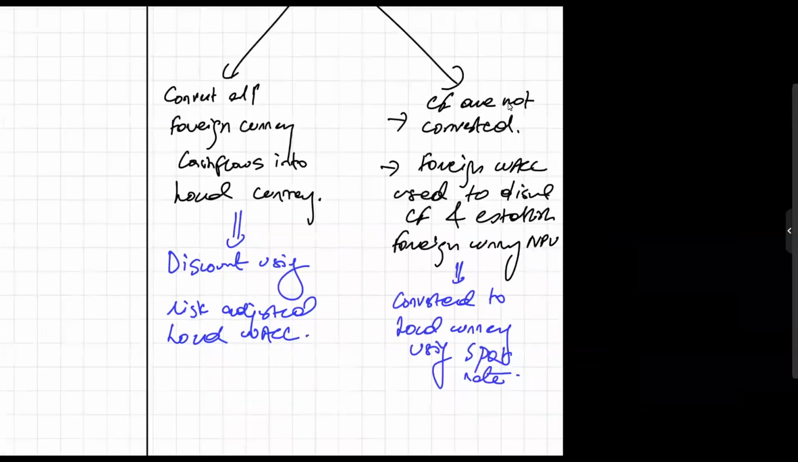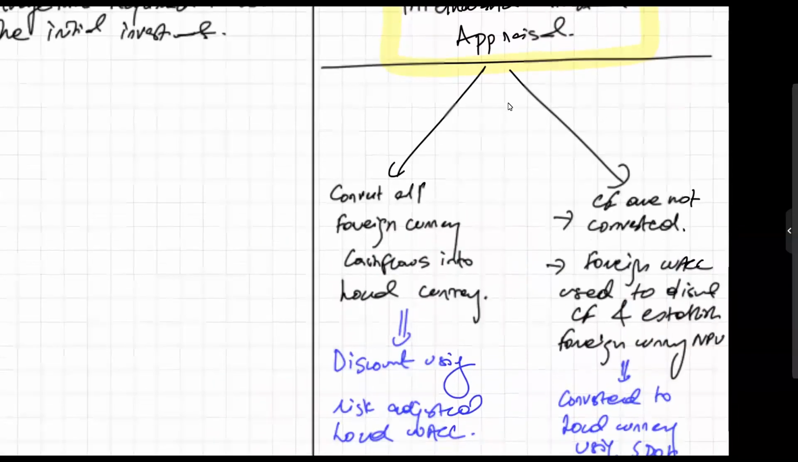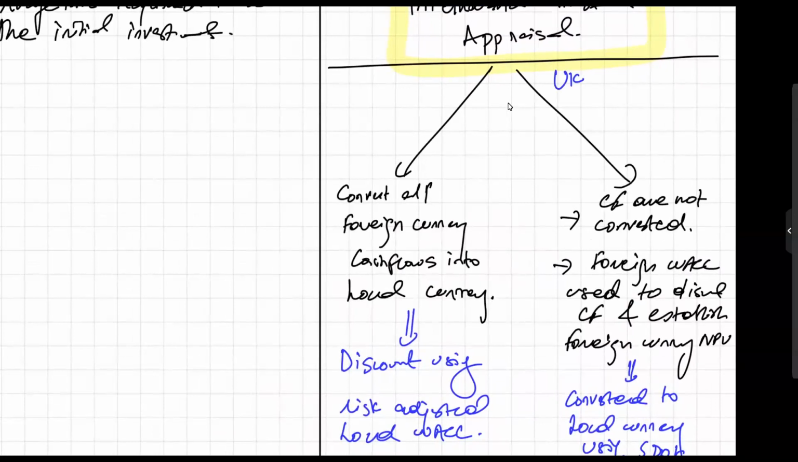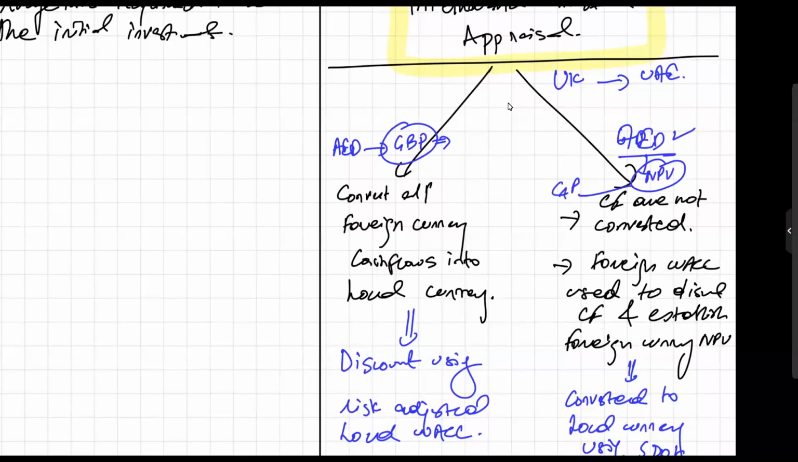So let me give you an example. Let's say you are based in the UK and you invest in the UAE. One approach is that the AED is converted to GBP and then you discount the GBP. The other approach is that you keep the cash flows in AED, discount them, calculate the NPV in AED, and then convert the NPV to GBP. But generally speaking, given the data the examiner gives, we usually adopt this approach.